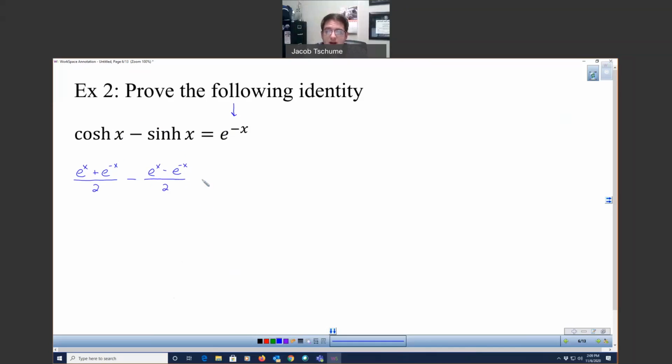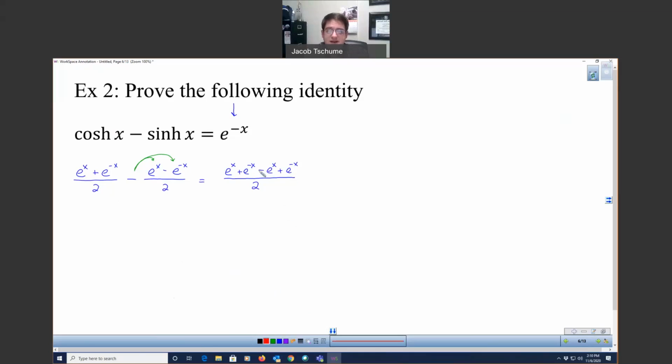Since these do have common denominators, I can put these together and make this one big fraction divided by 2. Now do be careful here, because you're going to have e to the x plus e to the negative x, but since you're subtracting this entire second fraction, that negative has got to get applied to both of those terms in the second numerator, which would make it minus e to the x plus an e to the negative x.